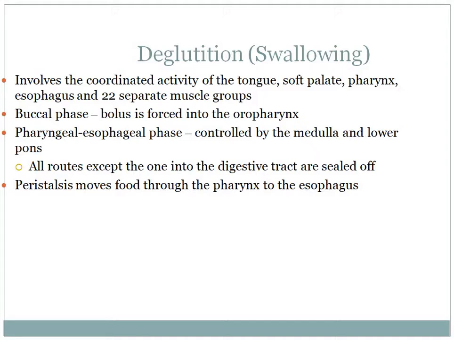The pharyngeal esophageal phase is controlled by the medulla and the lower pons. All routes except the one into the digestive tract are sealed off. Peristalsis moves the food through the pharynx into the esophagus.